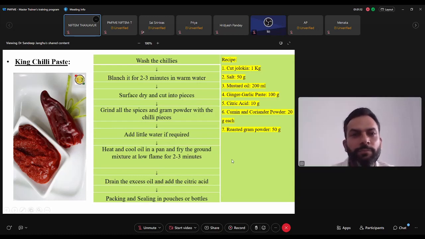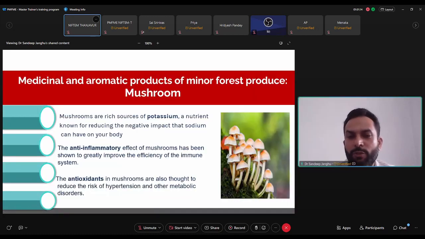The next minor forest produce is mushroom. It's a fungus, a rich source of potassium, a nutrient that helps reduce the negative effects of sodium which the body gets from salt. Mushroom is also a rich source of fiber, protein, and has anti-inflammatory properties.